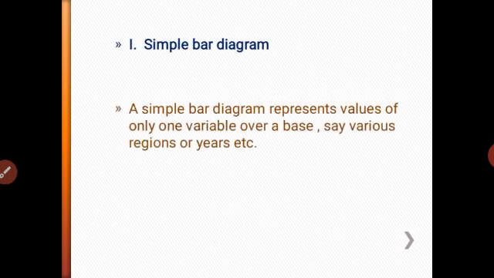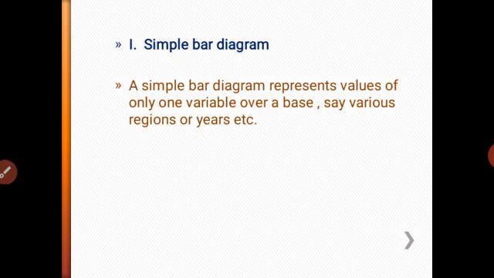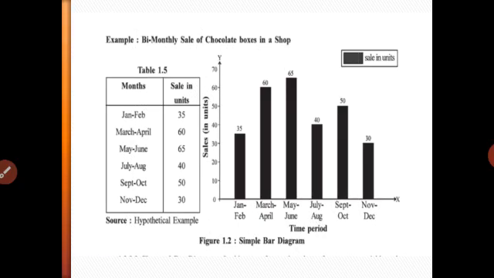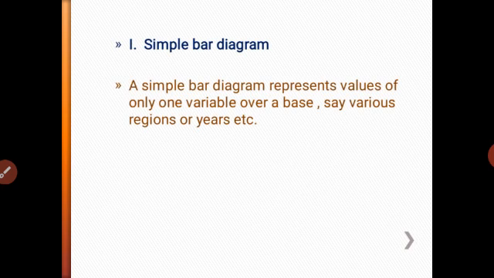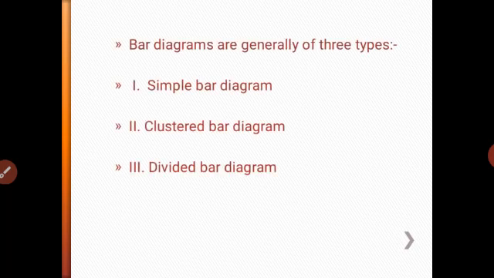Now you can easily understand in a simple bar diagram, the diagram represents over the base only one variable. It means one bar for each section. January to February has one bar, March to April has one bar, November to December also has only one bar. I also explained the two sentences which I told you.